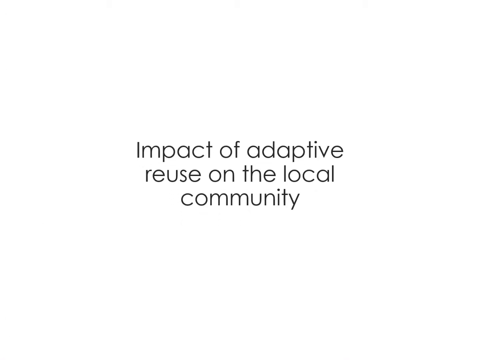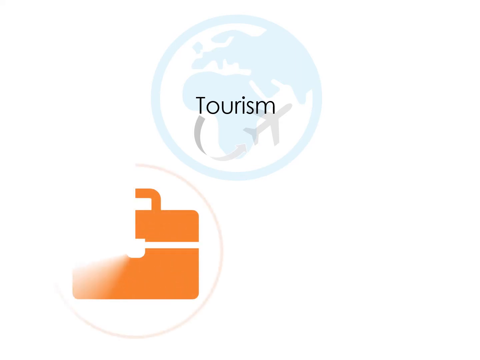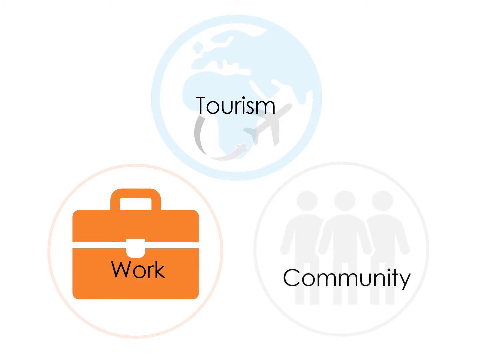So, what are the impacts of adaptive reuse on the local community? Depending on the adaptation, there could be different possibilities on what it might bring to the community. These include potential tourism, work, and in some cases it could bring the community together.